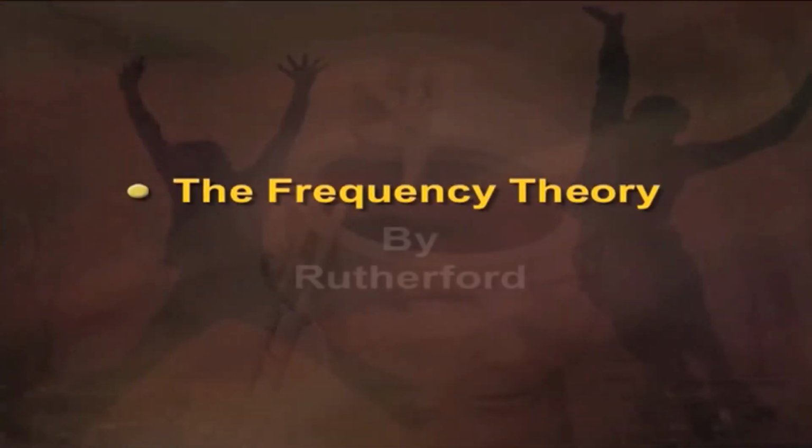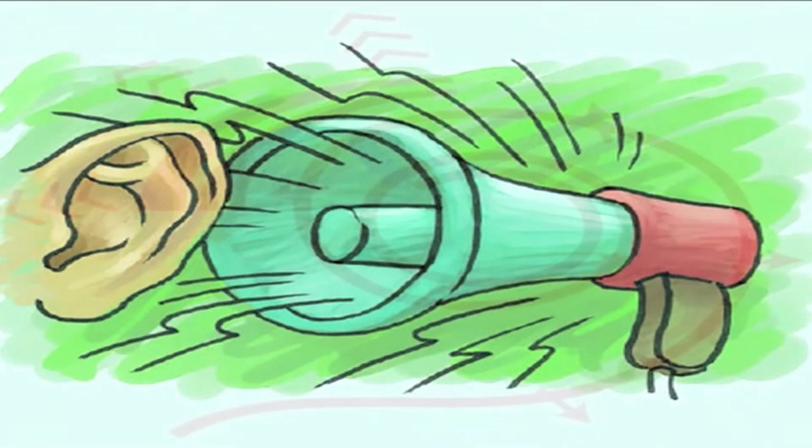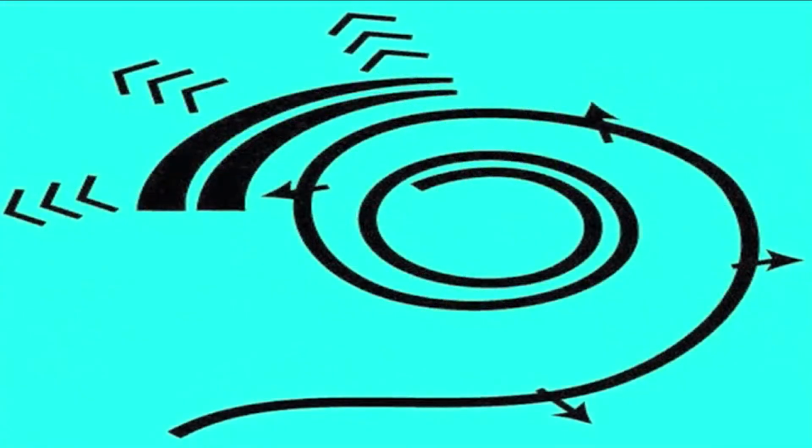The next one is the frequency theory by Rutherford. He says our auditory energies are directly correlated with the neural energy. That means, if there are 100 frequency sounds invading, activating our ear, there will be 100 impulses at the neuronal level.